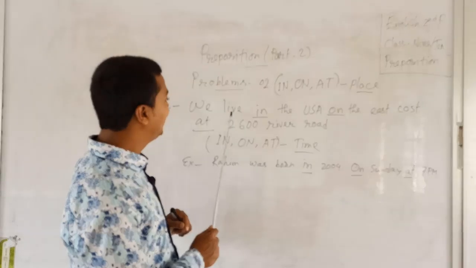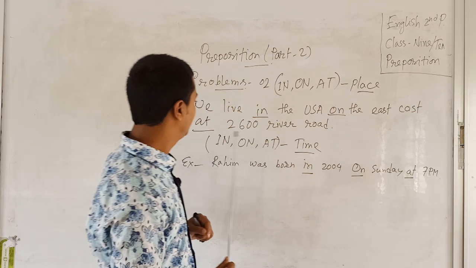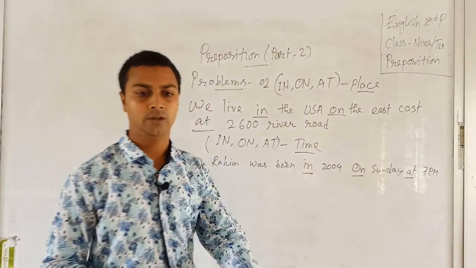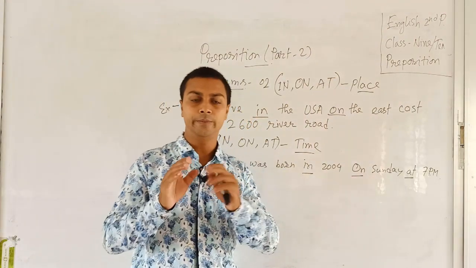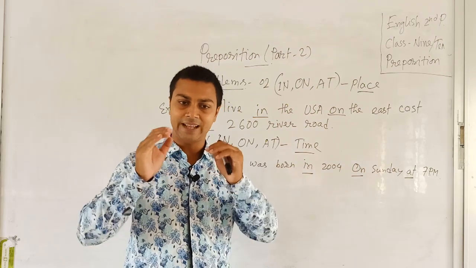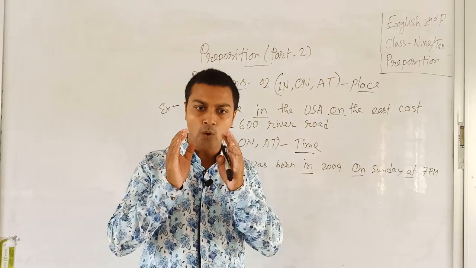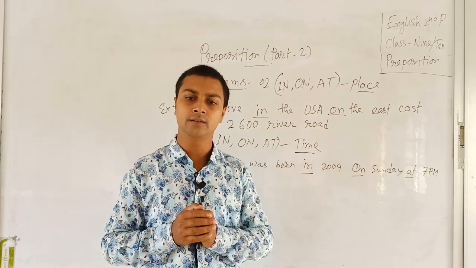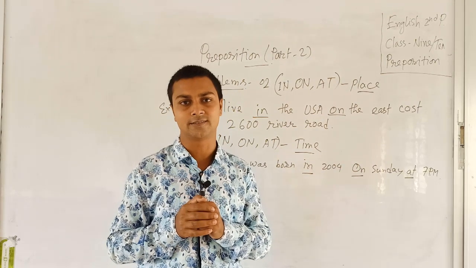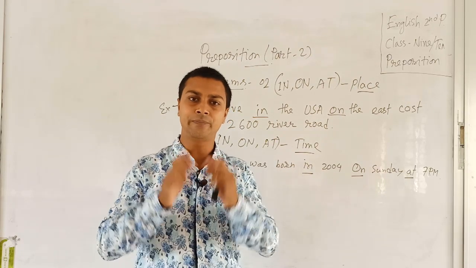I write here, we live in the USA on the East Coast at 2600 River Road. Okay, dear students, remember that in, on, and at have similar meaning. I repeat, in, on, and at have similar meaning, but they are used with different kinds of places.